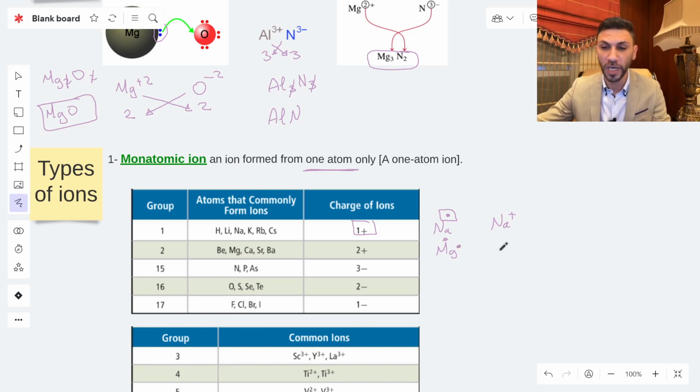So it will lose two electrons and it will become Mg positive 2. So all group 2 elements will form positive 2 ions.